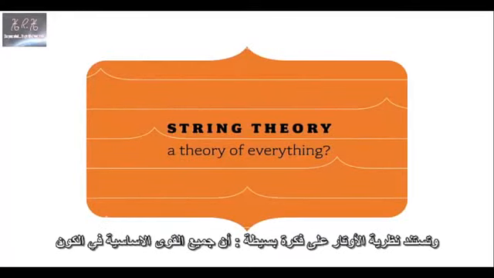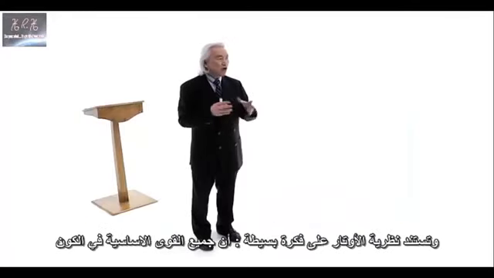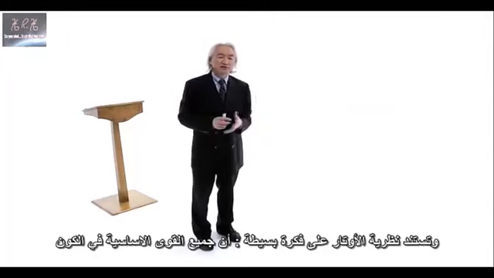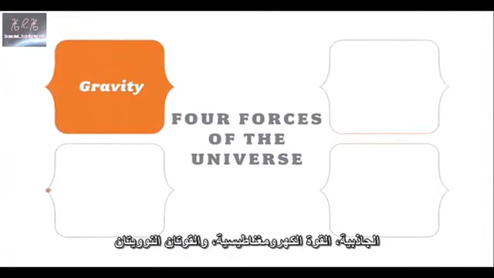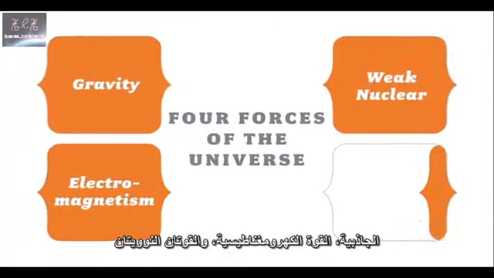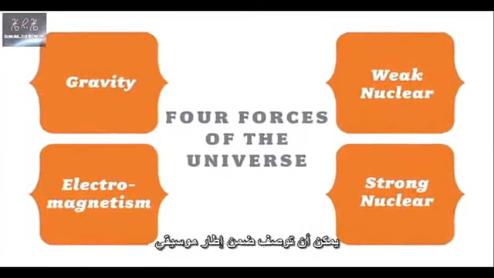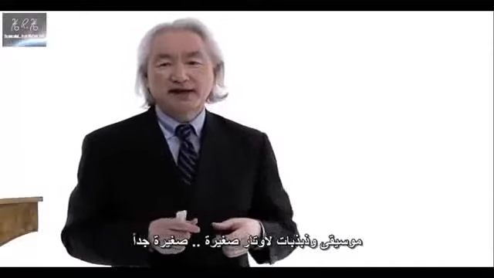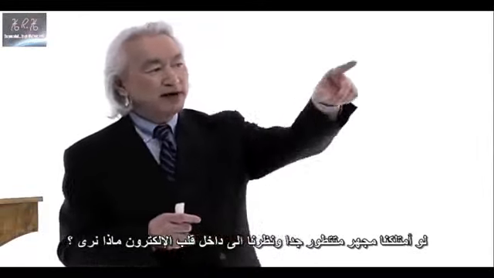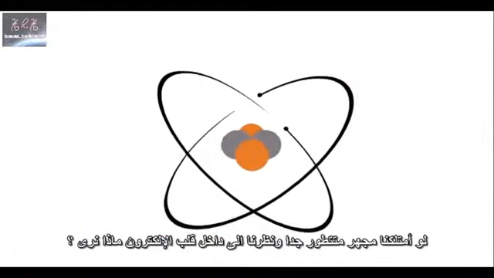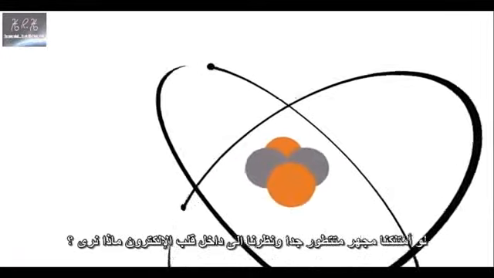String theory is based on the simple idea that all the four forces of the universe, gravity, the electromagnetic force, and the two nuclear forces, can be viewed as music. Music of tiny little rubber bands. So if I had a super microscope and I could look right into the heart of an electron, what would I see? I would see a vibrating rubber band.